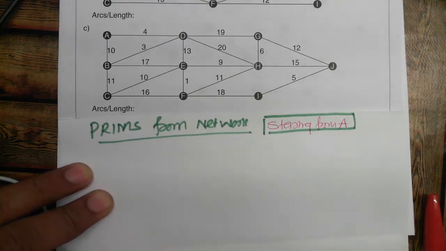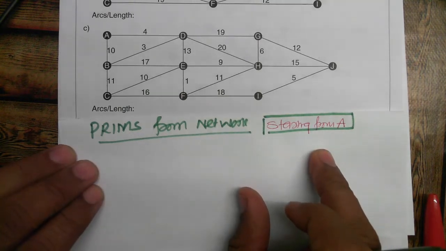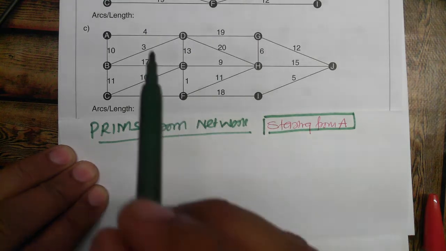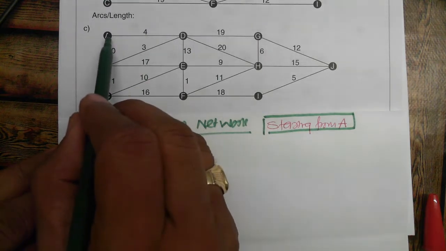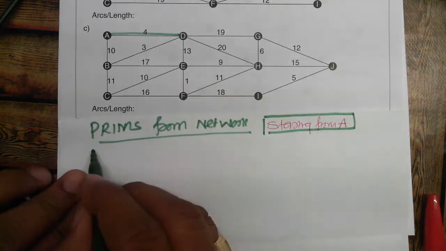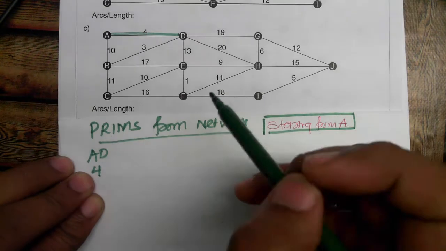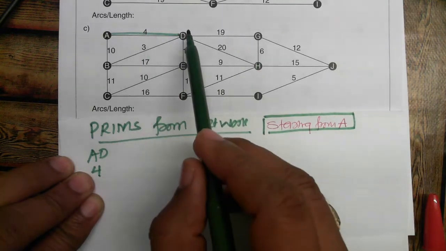Okay, so in Prim's, what you need to do is start from that vertex and look for the smallest of the arcs coming out of it, which is 4. So guys, what did we do? We selected AD, which is 4. All right, so then we do what from there? From A or D, look for the smallest of them which does not make a cycle.